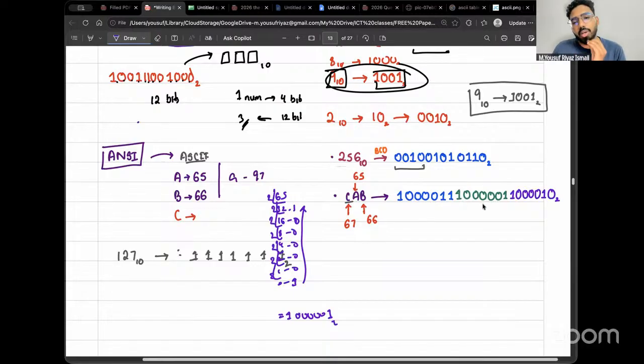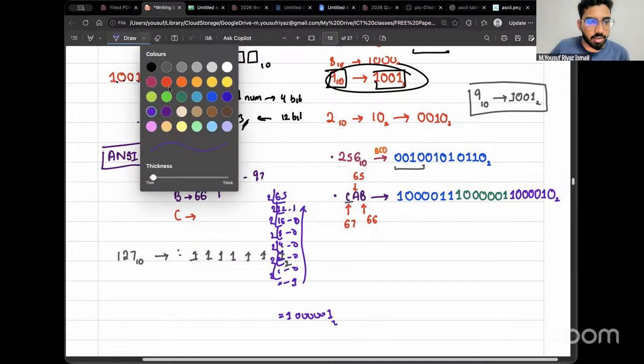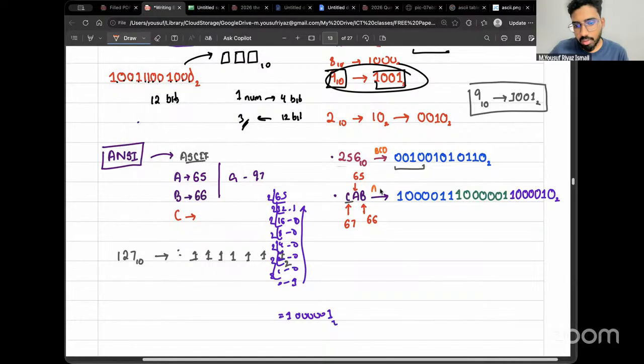So what I've done here is convert the number 67 to binary, 65 to binary, and 66 to binary. This method of converting values to binary is what we call ASCII. In ASCII, every character is given a numeric value, and that was given by an organization called ANSI. If you are supposed to find the binary value of the word CAB, first you should know the individual values of each letter: C, A, B.